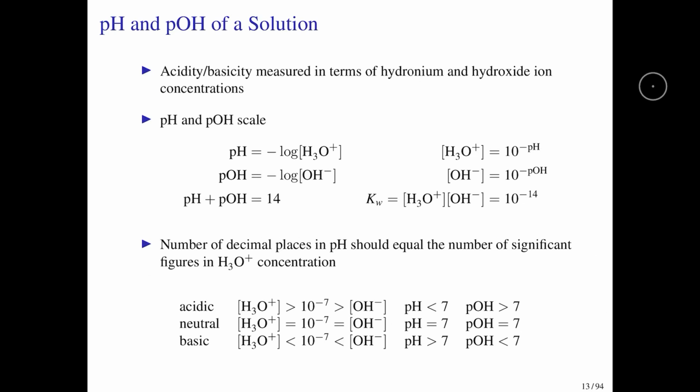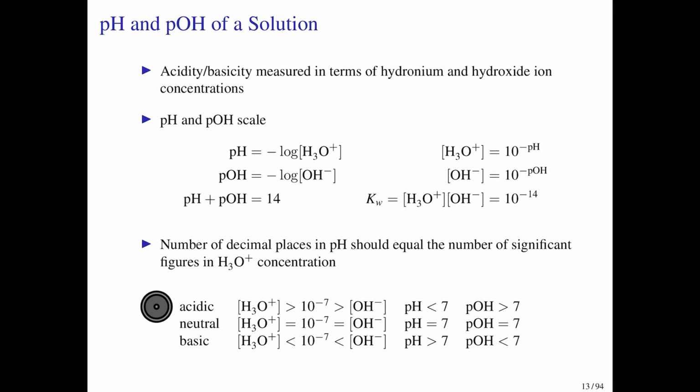The main concept is that the strength of an acid is measured in terms of its hydronium concentration, and likewise the strength of a base is measured in terms of its hydroxide concentration. We learned last time that neutral water, because it self-ionizes, has a concentration of hydronium and a concentration of hydroxide that are equal, and they equal 10 to the minus 7. And so we use neutral water as the baseline for a solution that is neither acidic nor basic.